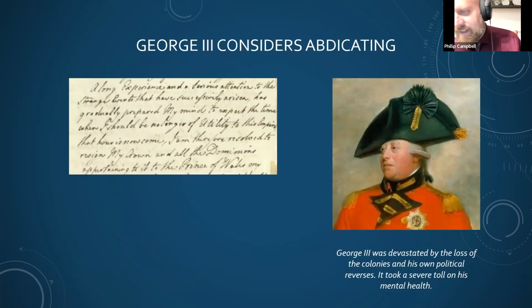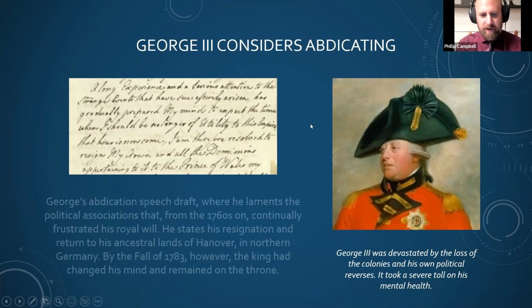Now, George III, at this point, was so devastated and broken that he considered abdicating. He was devastated by the loss of the colonies and his own political reverses. It took a severe toll on his mental health. And he actually wrote an abdication letter. This is his abdication letter here.